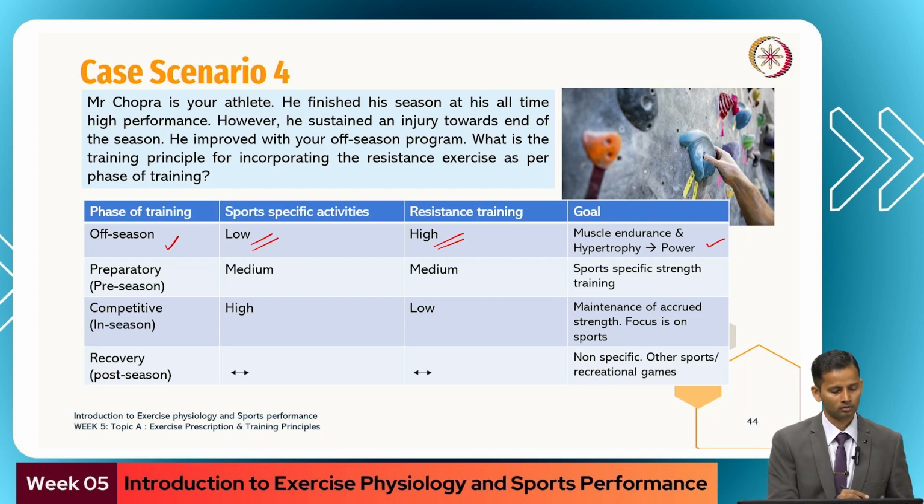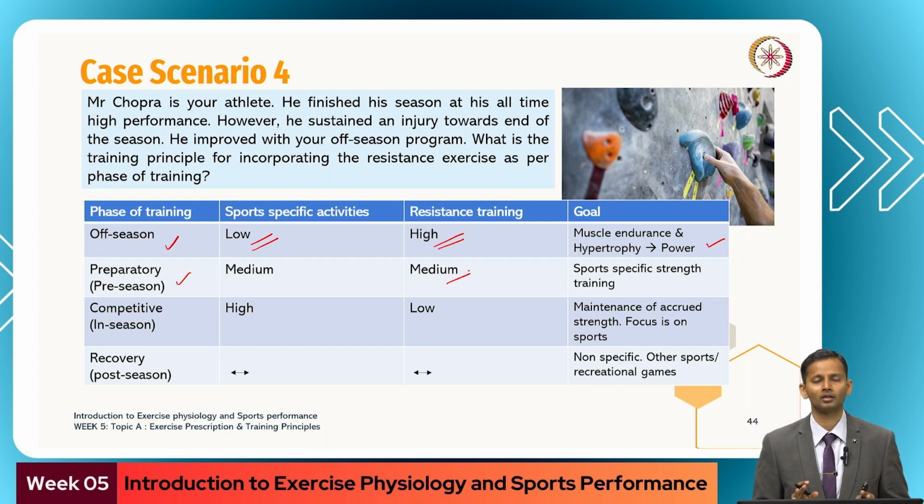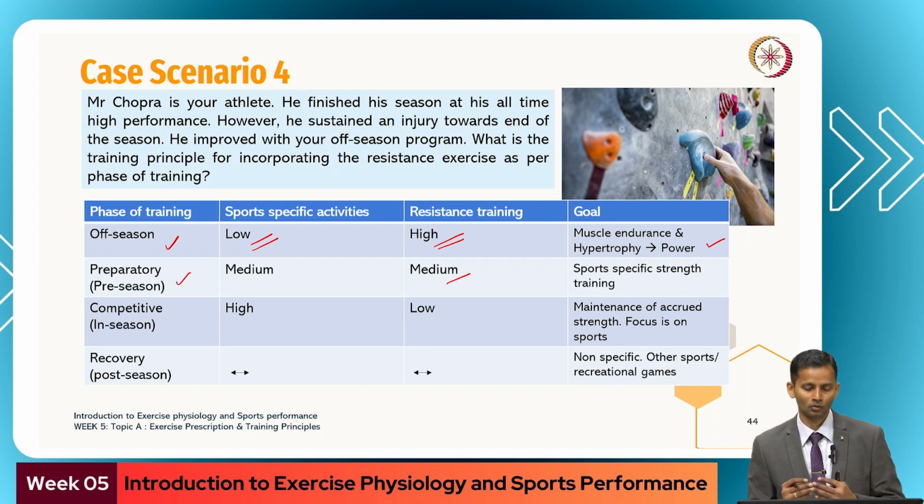Okay, so during a pre-season or preparatory phase, you gradually introduce the sport specific activity and reduce the general resistant training activities. In the competitive phase, when you reach in-season level, you want the individual to perform more of sports related activities, so that the principle of specificity is more utilized, and then you want to reduce the volume of that particular resistant activity by decreasing the other resistant activity.